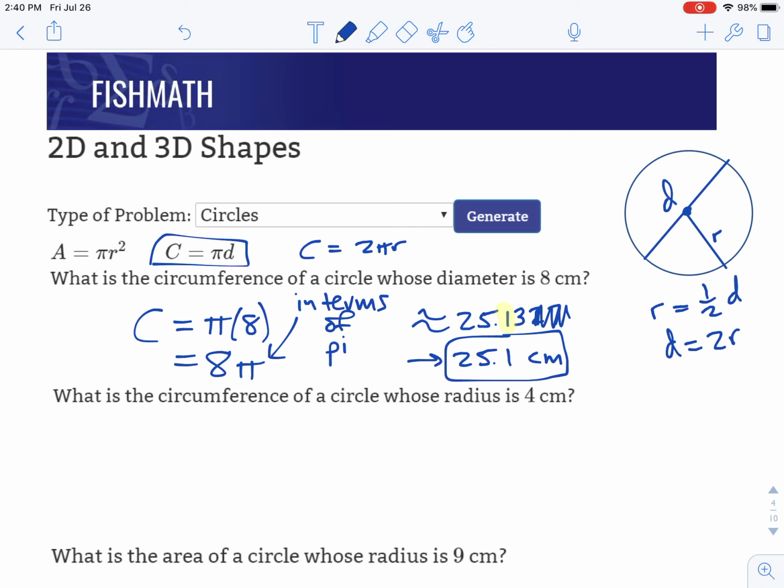For the next one here, we're given the radius, but our formula says pi times diameter. So you got to figure out the diameter or use the other formula. Diameter would be 2 times the radius, so 2 times 4, which is 8. So then our circumference would be, again, pi times 8, just happen to work out like that, which would again be the same answer from before, the 25.1.